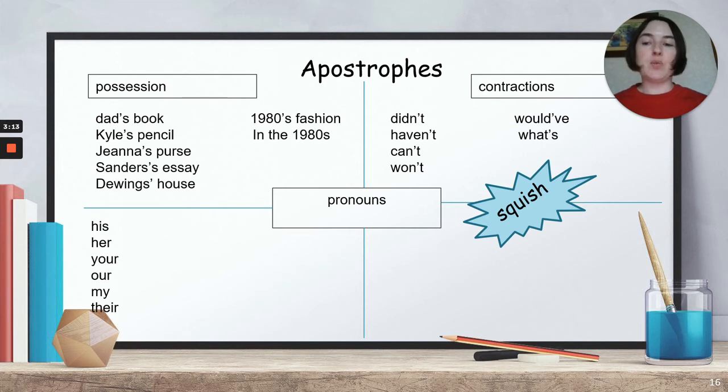His, her, your, our, my, their. Those are pronouns that show possession. If it belongs to him, it's his. If it belongs to you, it's your book, your house, your school.